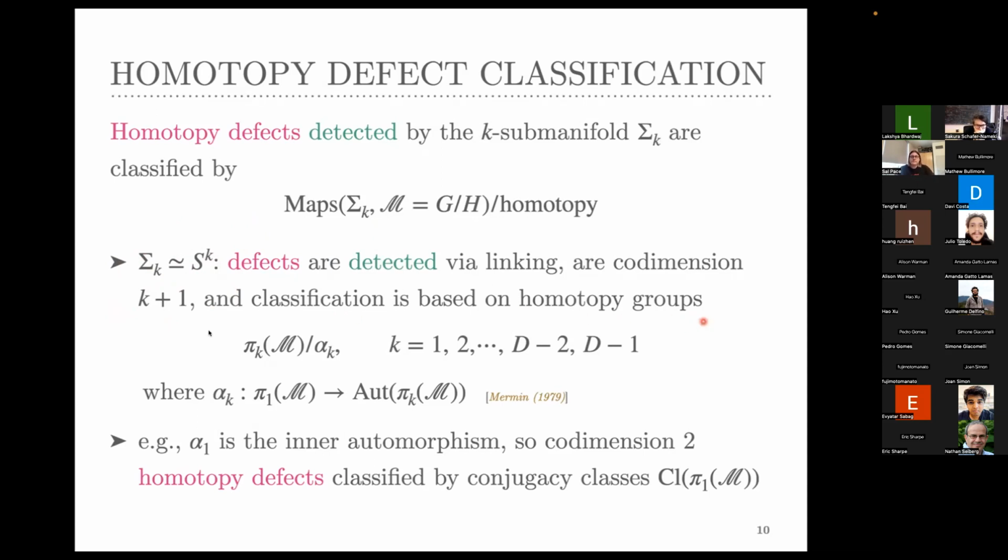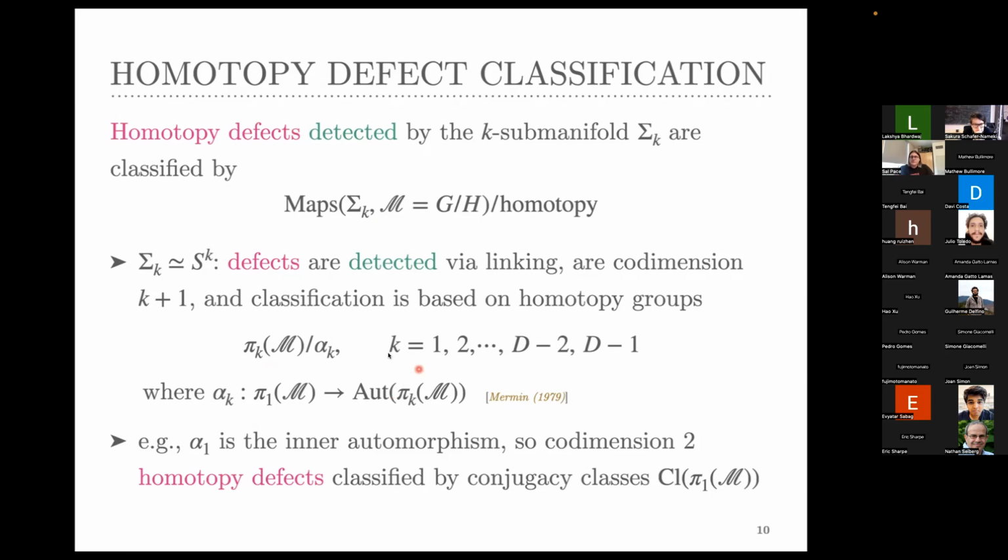So in particular, it's not just the homotopy groups by themselves, it's the homotopy groups modulo some action of pi 1 on pi k. So this action, you can represent it as this group homomorphism from pi 1 to the automorphism group of pi k.